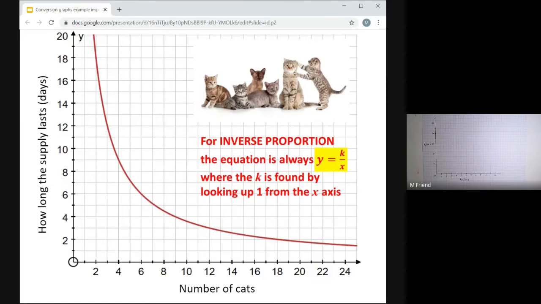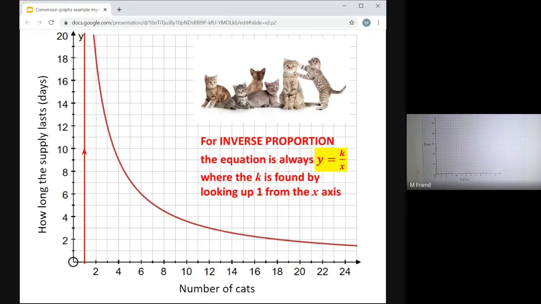So it's much like before. It's still looking up the number 1, but it's now k divided by x instead. We've got a slight problem though. If I try looking up from 1 on the x-axis, it misses the graph completely. Can you see that? So I'm trying to look up 1, but it doesn't miss. It does actually hit the graph eventually, but it's off the edge of the screen. It's much higher up.